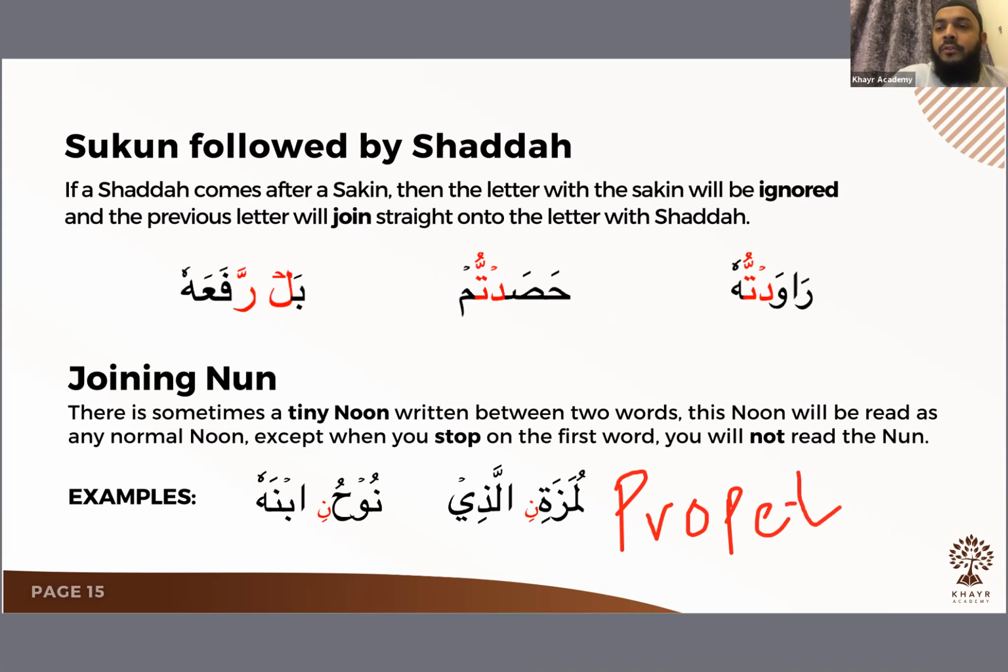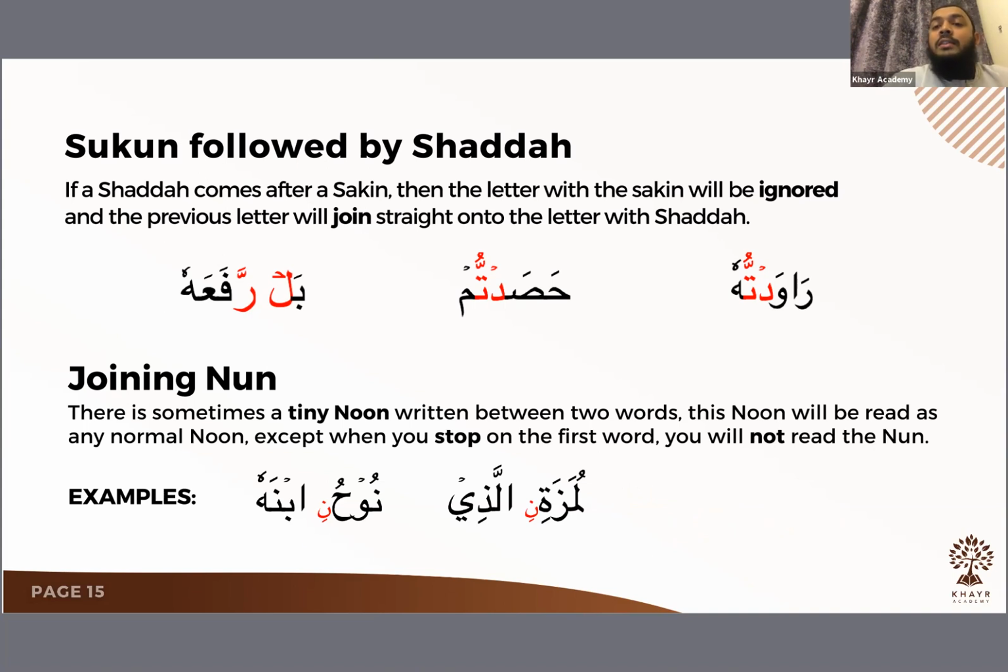I was meant to write prophet, but I missed the H. So what I do is put a small arrow, then put the H there. That's what people do. This is how the noon is. Just imagine this was meant to be a big noon. That's how I explain it. This was meant to be a big noon, but because of lack of space, or they forgot to write the noon, they write a small noon here.